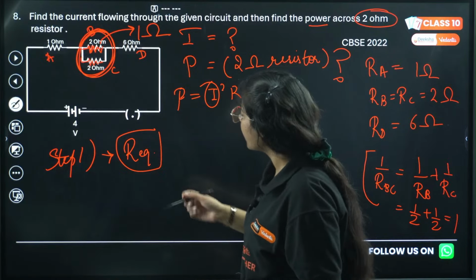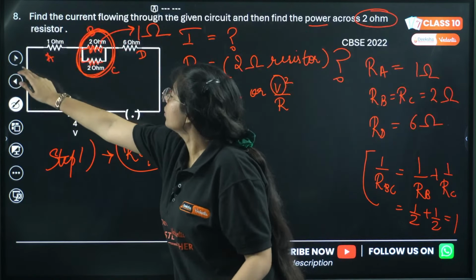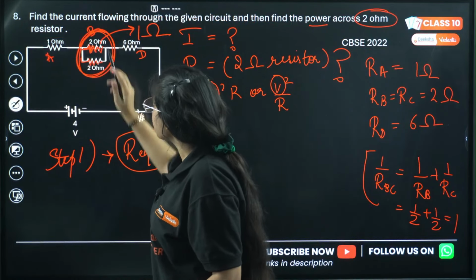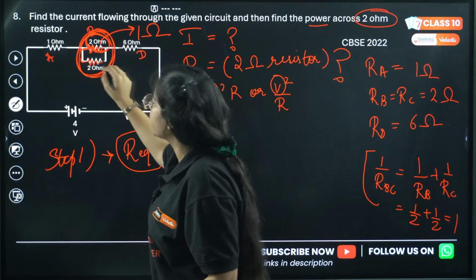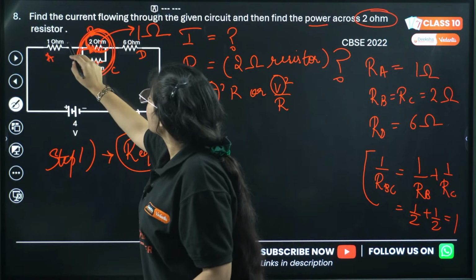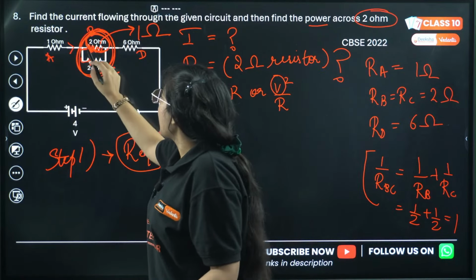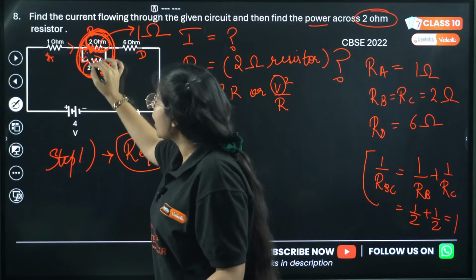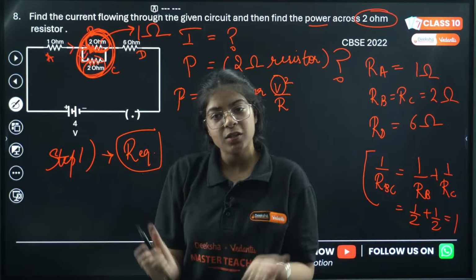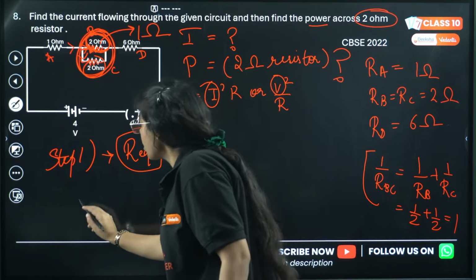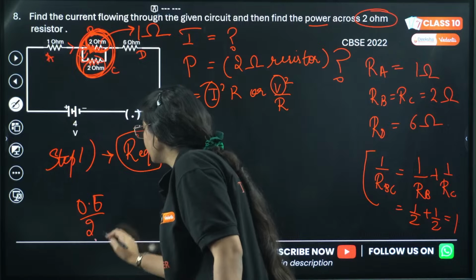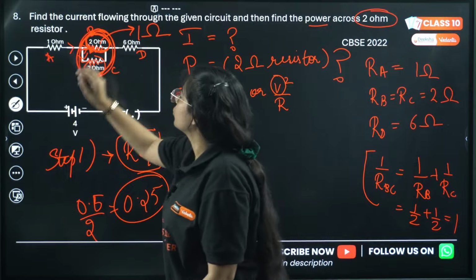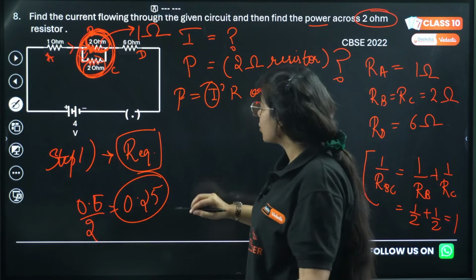Correct? Now the current we found out was what? 0.5 ampere. So these resistances are same. Let's calculate the current in these particular resistors. 0.5 is coming here. Since these 2 resistors are same, this is 2, this is also 2, so equal amount of current will travel into these 2 paths. Correct? So 0.5 divided by 2, that will be 0.25. So the current through 2 ohm resistor will be 0.25.